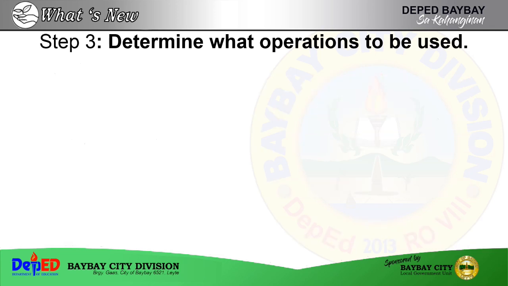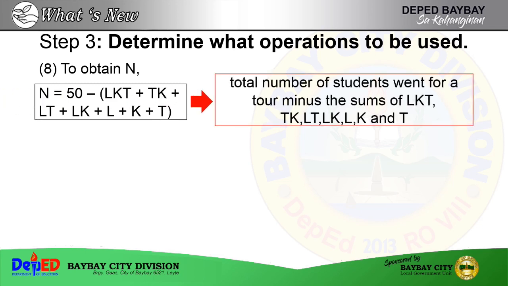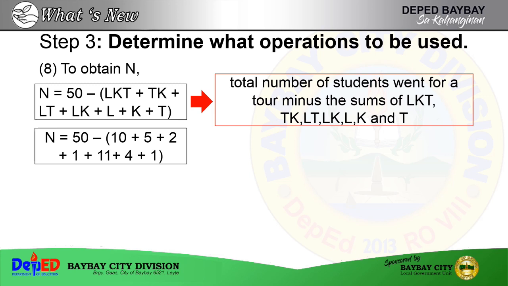To obtain N is equal to 50 minus the quantity of the variables LKT plus TK plus LT plus LK plus L plus K and plus T. These are the total number of students who went for a tour minus the sums of the LKT, TK, LT, LK, L, K, and T. Next, N will become 50 minus the quantity of 10 plus 5 plus 2 plus 1 plus 11 plus 4 plus 1.